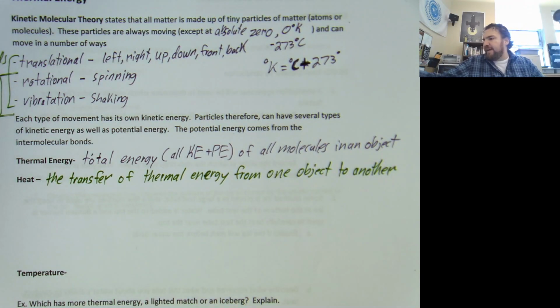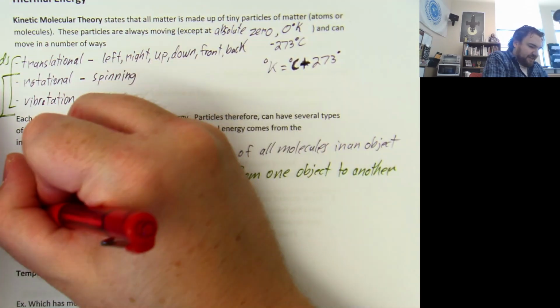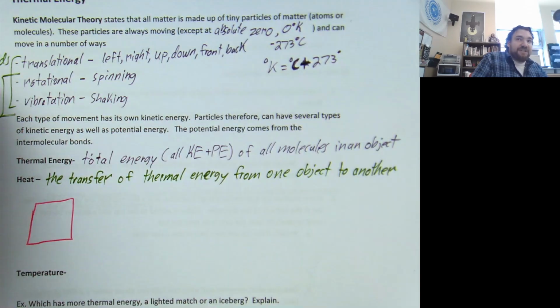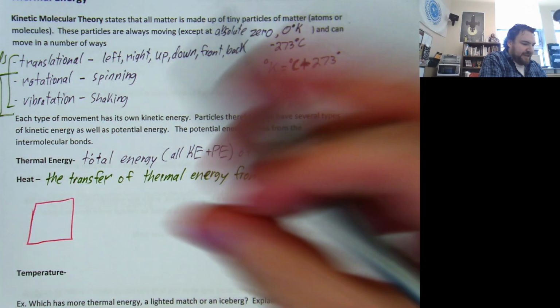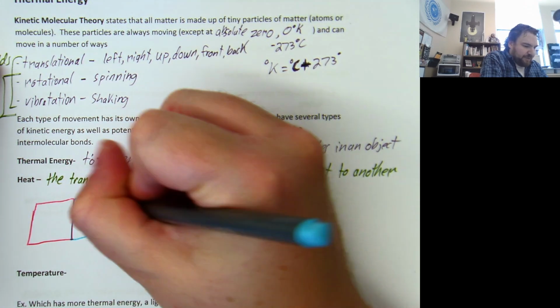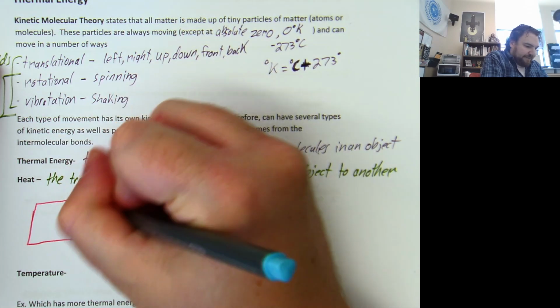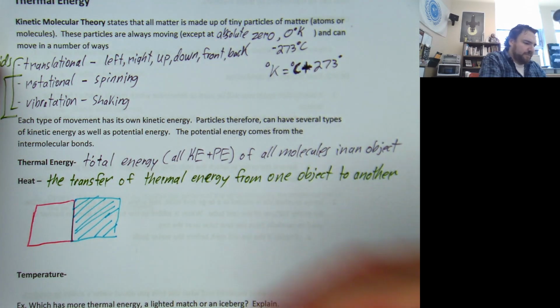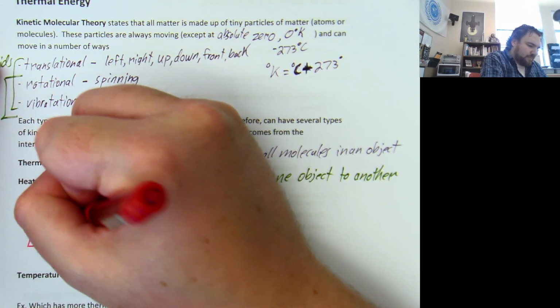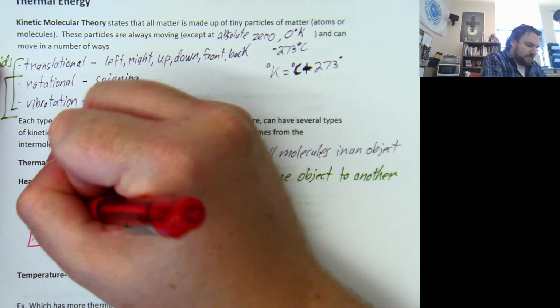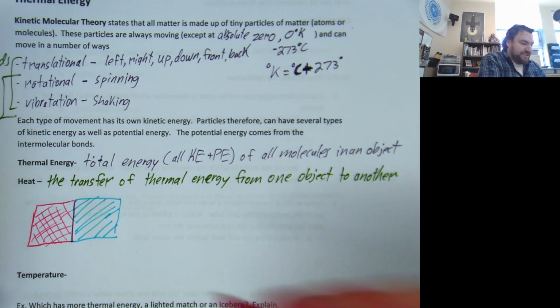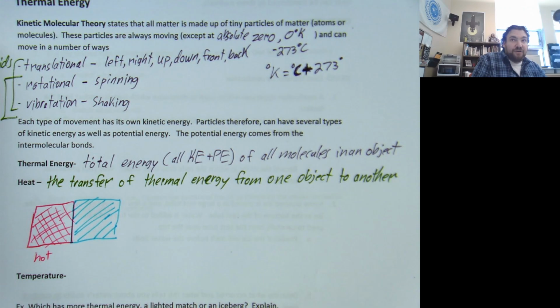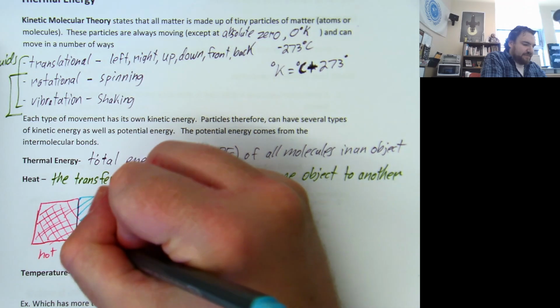So I have some red, I have some blue, let's use these. Let's say I have an object here. This object is red, and it is right up against this object over here, which is blue. Red and blue are the universal colors for what? Hot and cold. So this is a hot object. If you're colorblind, this is a cold object.